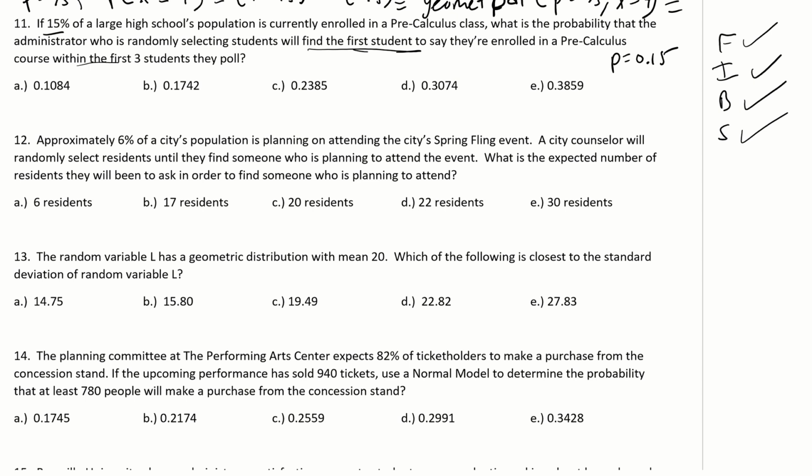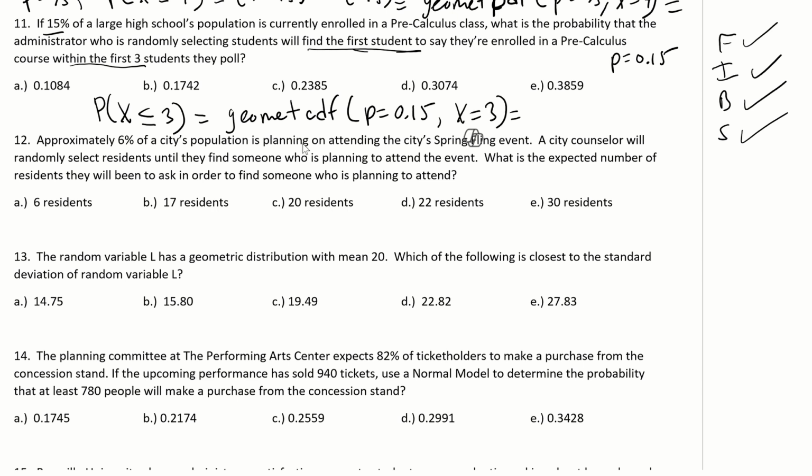And it says within the first 3 students they polled. So what's the probability that they will find the first student to say they're enrolled within the first 3 students they poll? So within means less than or equal to. That means it could be the first student or the second student or the third student. So we want the probability that x is less than or equal to 3. Since it's less than or equal to, we can use the cdf function. So geometcdf p equals 0.15, x equals 3. And so the answer is E if you did that.